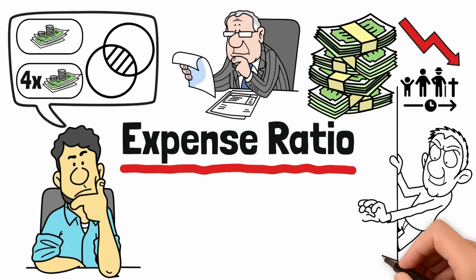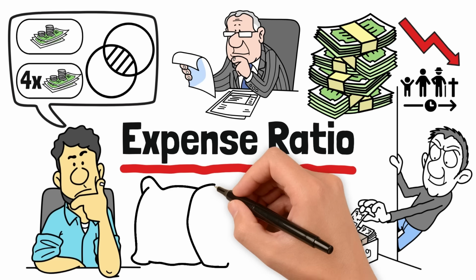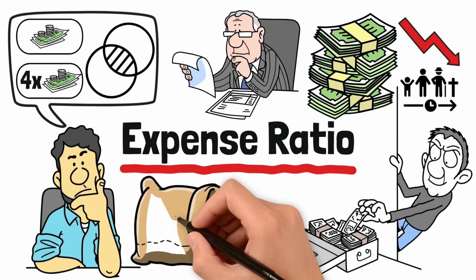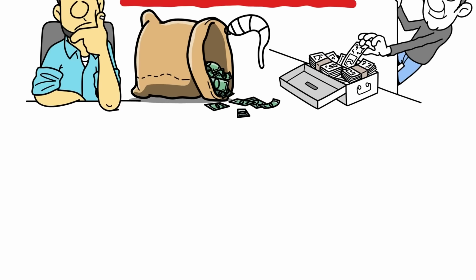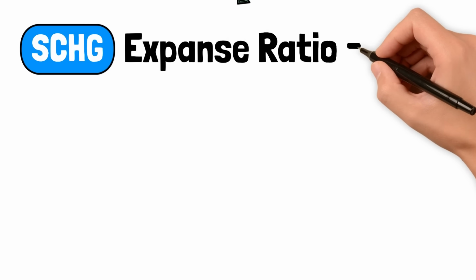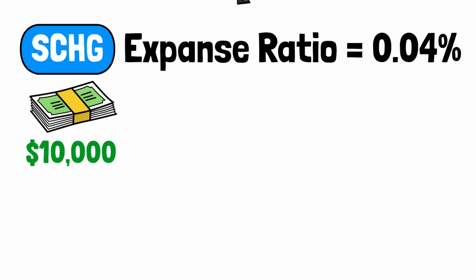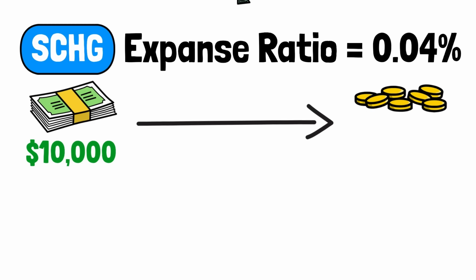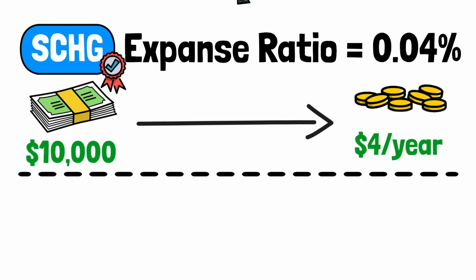It's the small, silent fee that an ETF charges every year to cover its operating costs. Think of it as a tiny parasite that relentlessly sucks a little bit of life out of your returns, day in and day out. SCHG has a rock-bottom expense ratio of just 0.04%. That means for every $10,000 you have invested, you're paying Schwab just $4 a year. It's one of the cheapest growth ETFs on the planet.